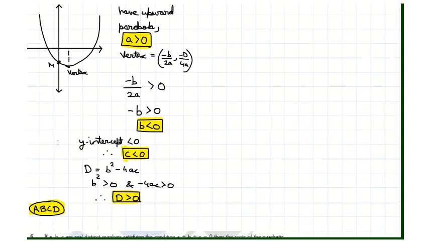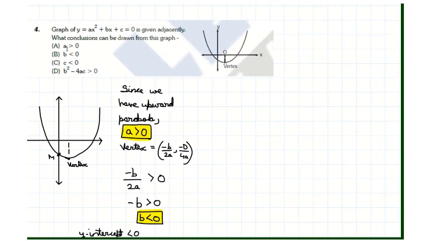Now, applying discriminant equal to b square minus 4ac, we get b square minus 4ac is greater than 0 because b square is greater than 0 and minus 4ac is greater than 0. Thus options A, B, C as well as D are correct.